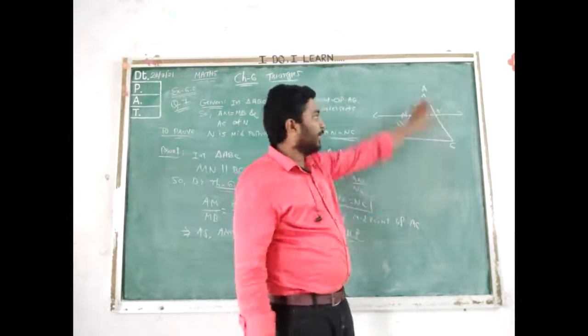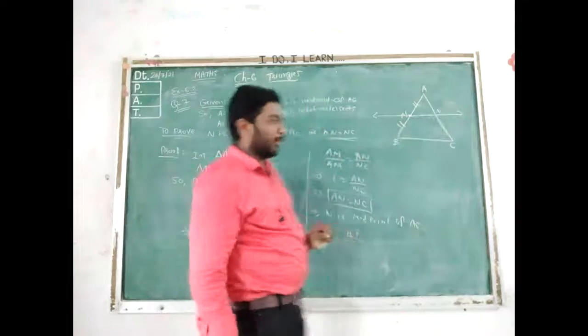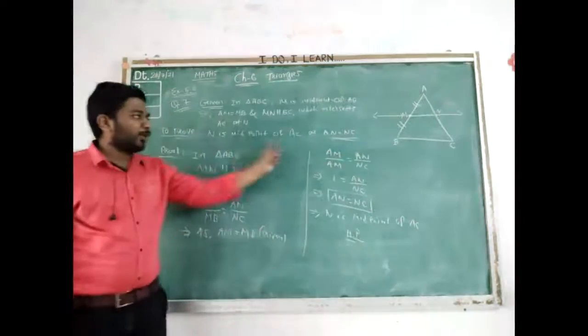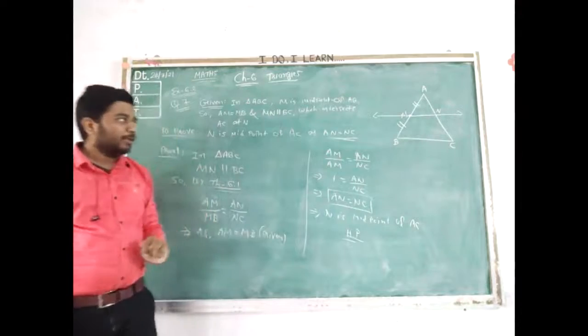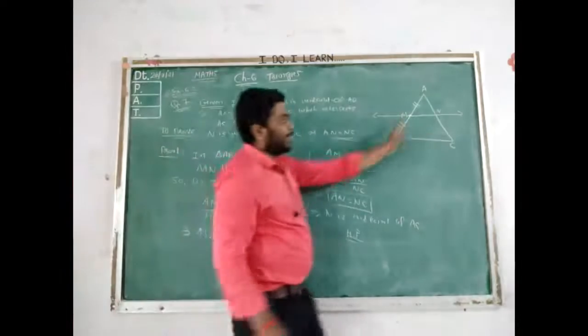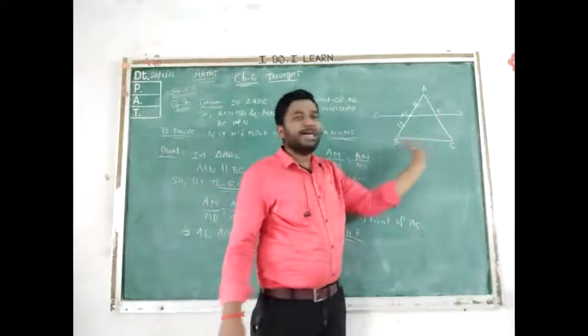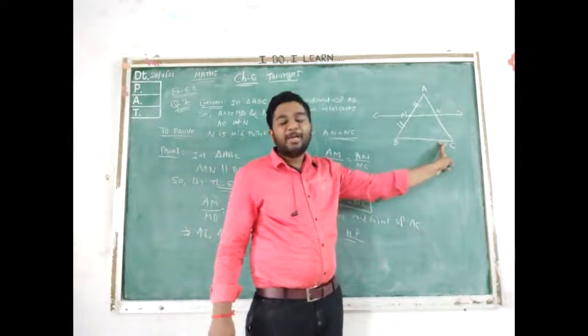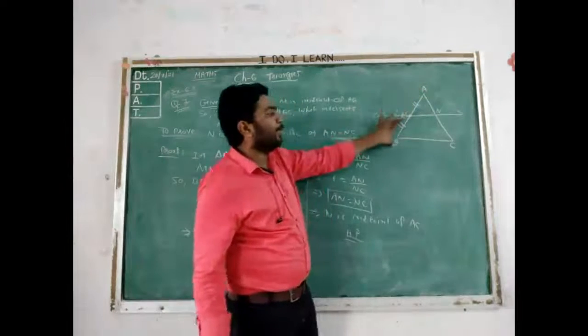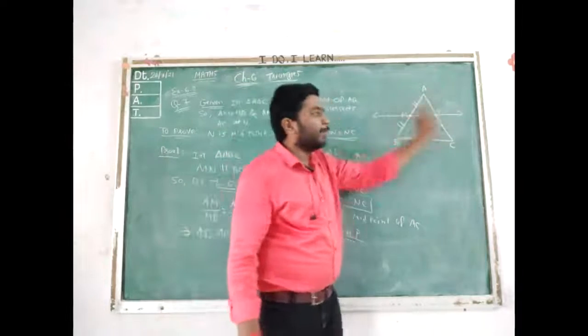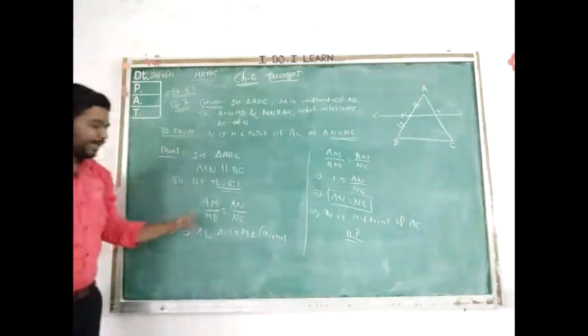So that is why I can write AN is equal to NC. I had written N is the midpoint of AC, or AN is equal to NC, that I have to write. For that, in this triangle ABC, these two sides, MN and BC, are both given parallel. So that is why I had written AM upon MB is equal to AN upon NC.